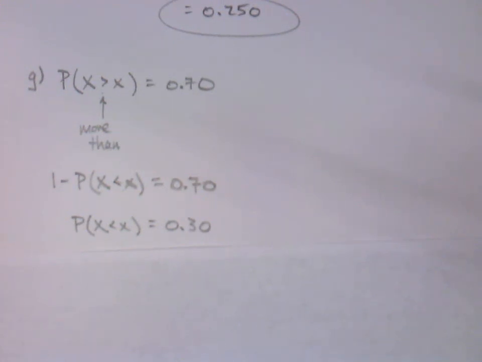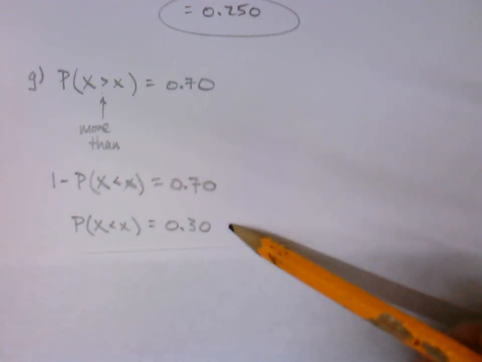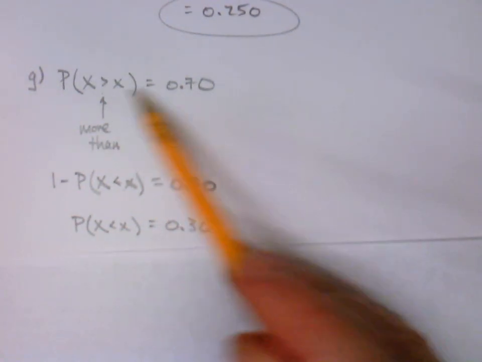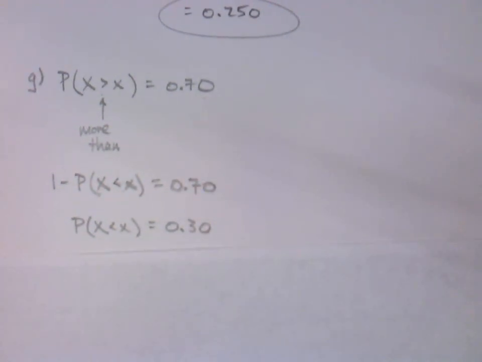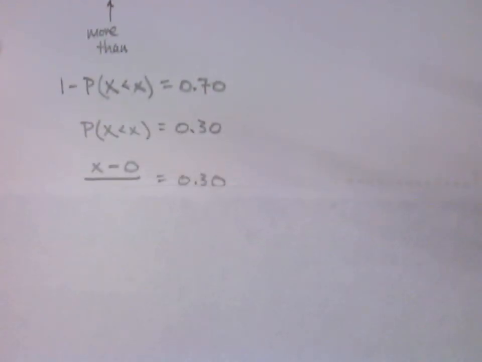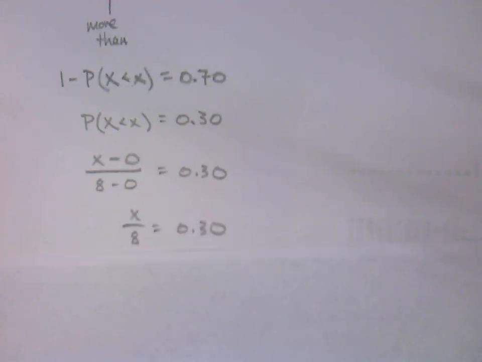I mean, you might even feel comfortable jumping from this statement straight to that statement. A greater than, turn it around. That means I need the complement there. 0.7 turns into 0.3. Okay, at that point I'm going to use my formula. I don't know x, but I do know a and b, and it's equal to this. I'm going to solve for x. What's great is nothing tricky here. Pretty straightforward. X over 8 equals 0.3.